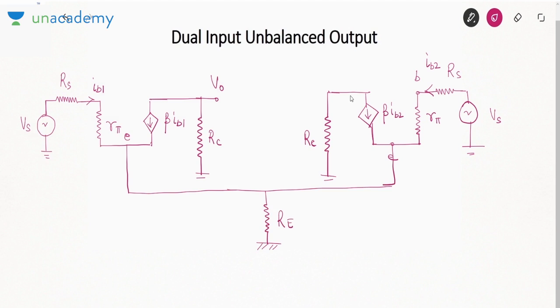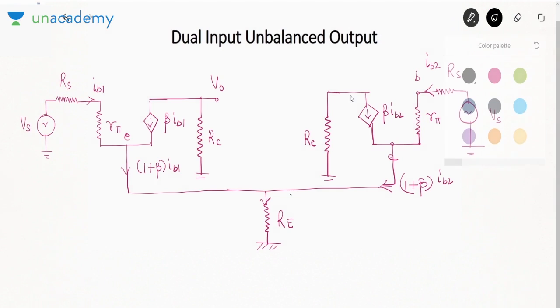Okay. Now see, I want to find the gain of the amplifier, that is V0 by Vs. So what will be the current here? The current here will be (1 plus beta) IB1. What will be the current here? (1 plus beta) IB2. So by KCL, the current in this resistance would be (1 plus beta)(IB1 plus IB2).